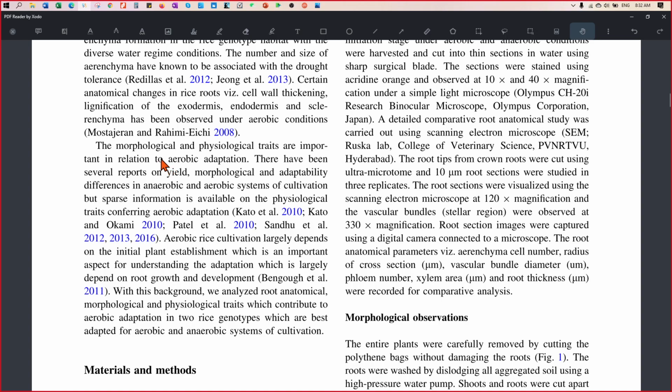Okay. The morphophysiological trait is important in relation to aerobic adaptation. There are already several reports on yield and morphology adaptation in different anaerobic and aerobic system cultivation, but sparse information is available on the physiological traits conferring aerobic adaptation. So the author is highlighting, in the science world now, what is lacking. These are the things that people don't talk about so much.